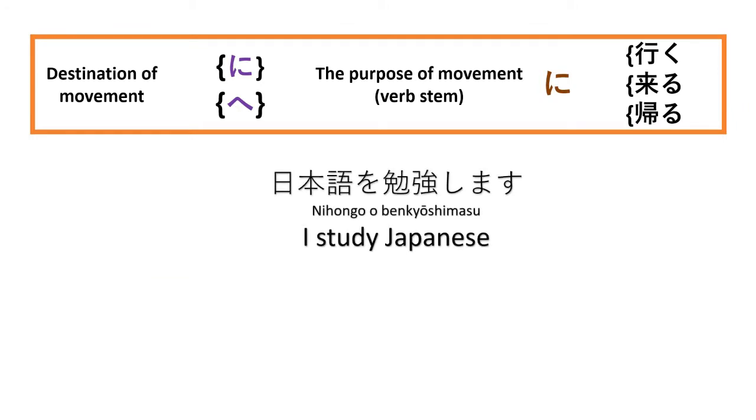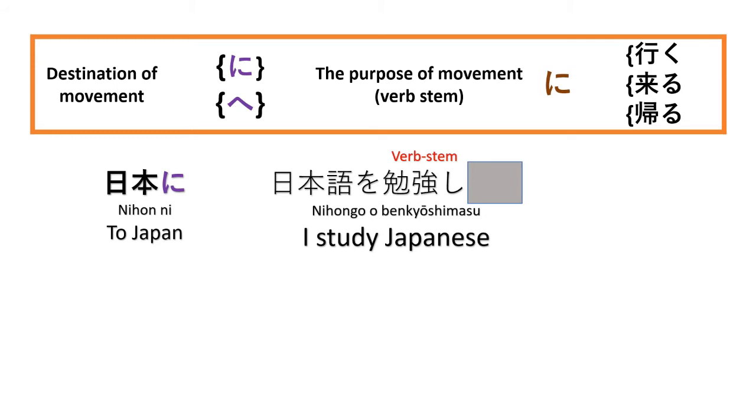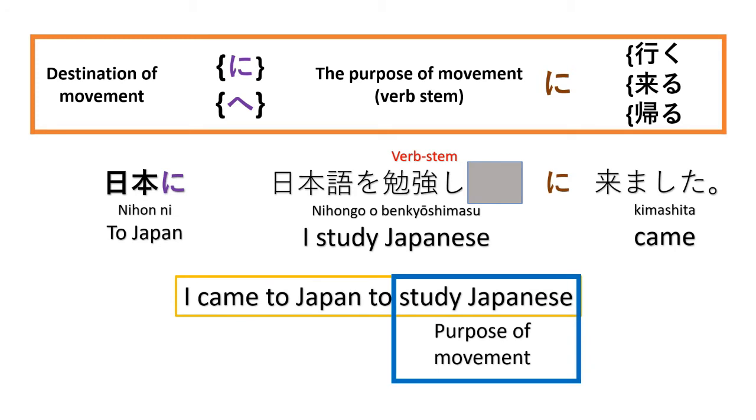Another example, Nihongo benkyou shimasu. I study Japanese. Now, to make this the purpose of movement, we need a destination like Nihon. Nihon ni Nihongo benkyou-shi. Okay, we remove mas, so what is left is benkyou-shi. Benkyou-shi ni kimashita. Nihon ni Nihongo benkyou-shi ni kimashita. I went to Japan to study Japanese, or I came to Japan to study Japanese.